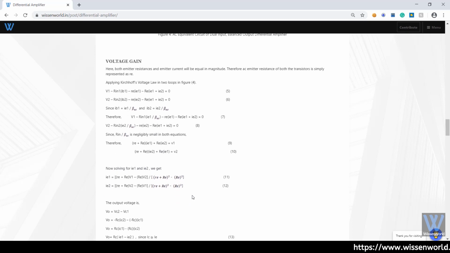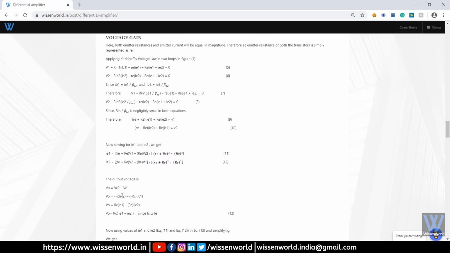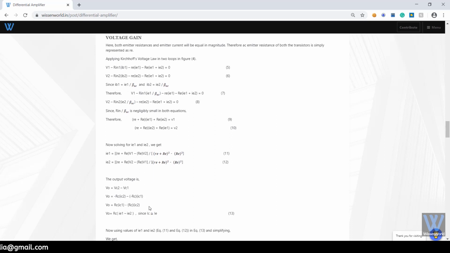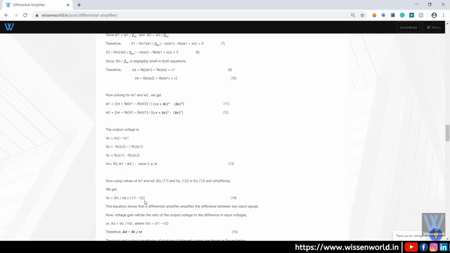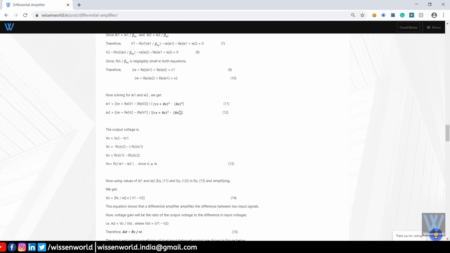Now we will find the output voltage. Here from this circuit we know that output voltage is the difference between VC1 and VC2. So here V0 is equal to VC2 minus VC1. Now we know that VC is equal to ICRC. So we put that value, and since IC is equal to IE, we replaced IC by IE in this equation. Now using these equations, we get this value of output voltage. We use these values of IE1 and IE2 from equations 11 and 12, and we use these values in this equation number 13 to get this result of output voltage.